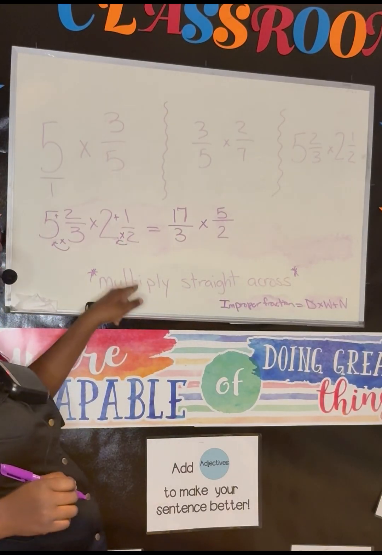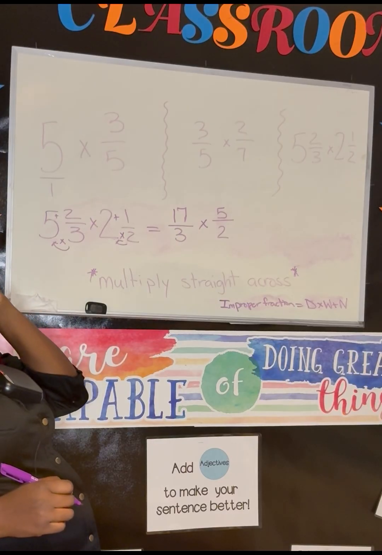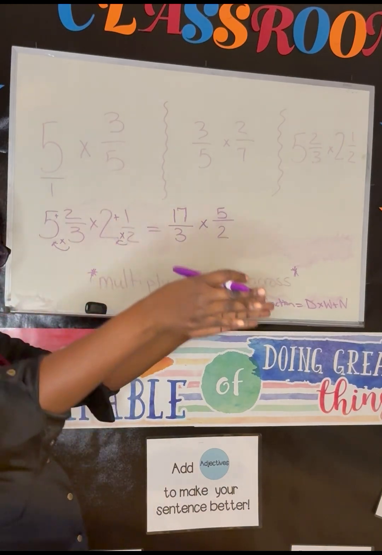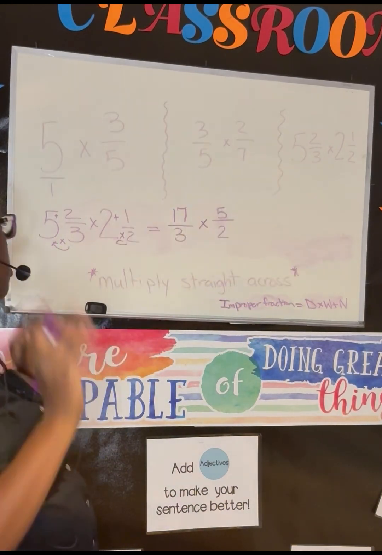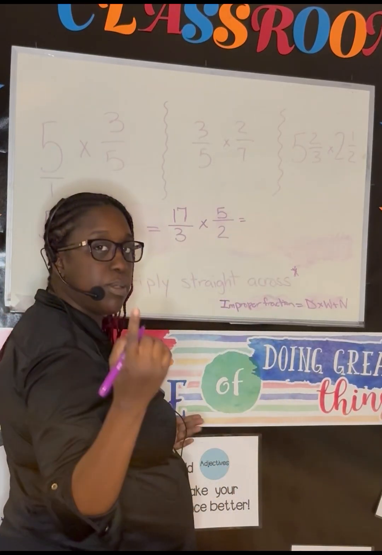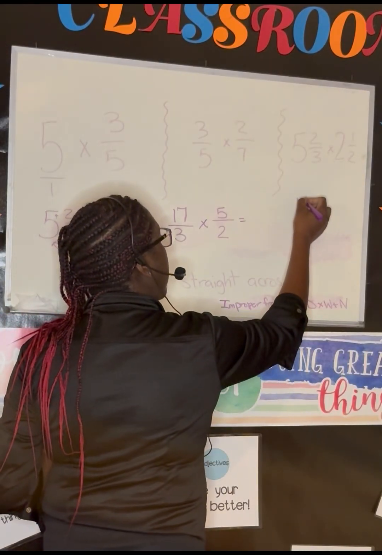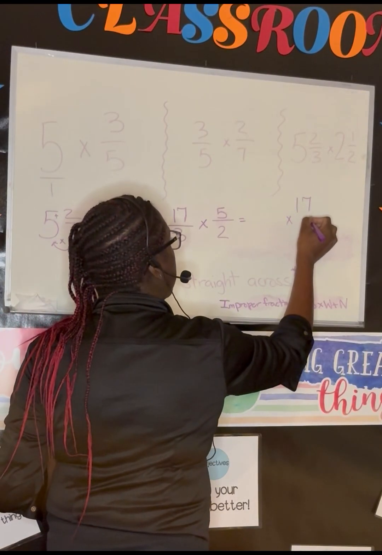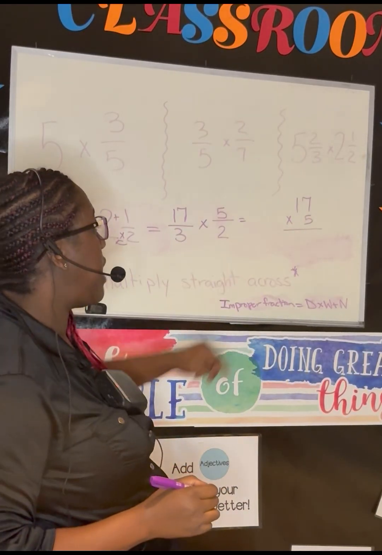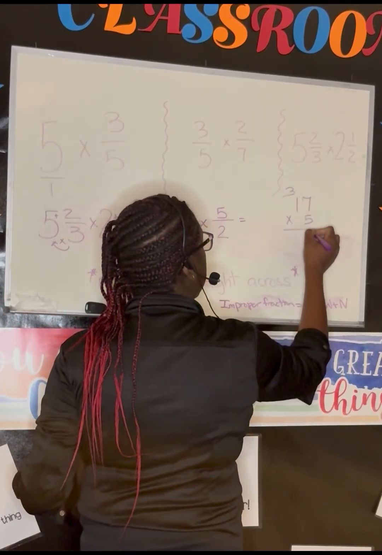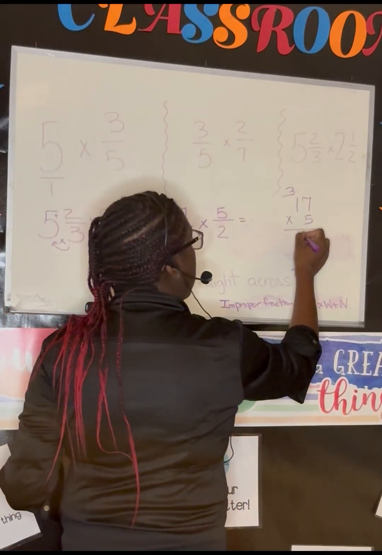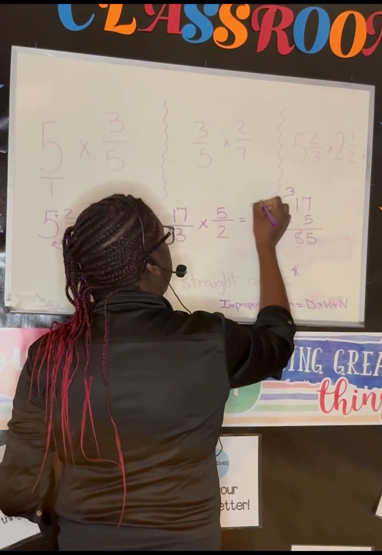Okay? Now, remember our formula for multiplying fractions. We're going to multiply straight across. Okay? So 17 times 5. To find 17 times 5, you can use whatever multiplying strategies that you have. I will use the American Standard Algorithm for 17 times 5. So 7 times 5 is 35. 5 times 1 is 5, plus 3 is 8. So then we're going to put our 85 here.